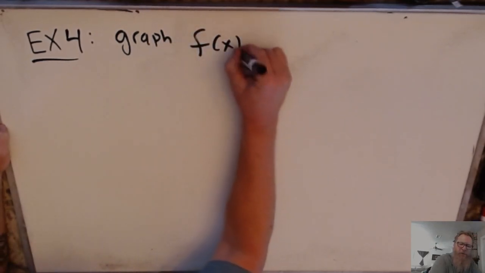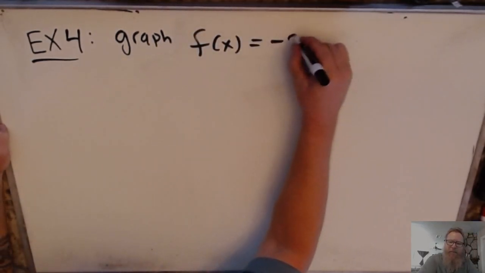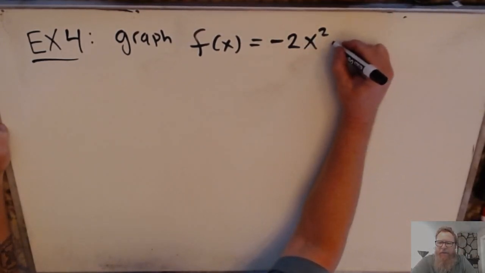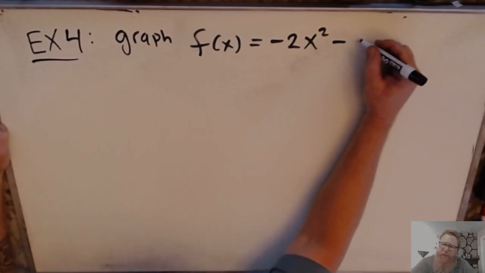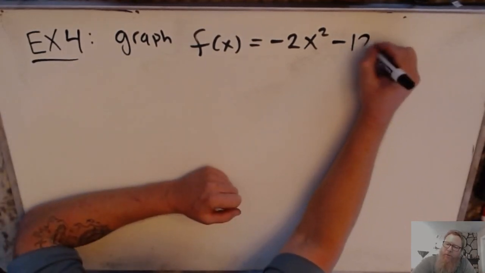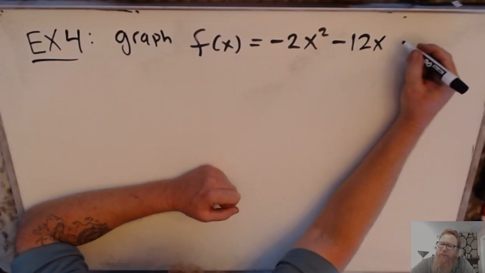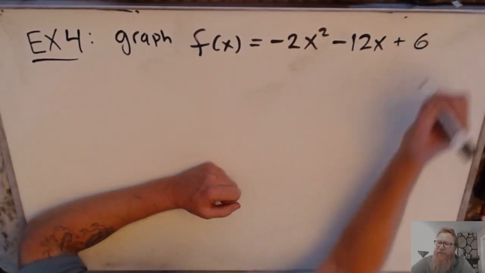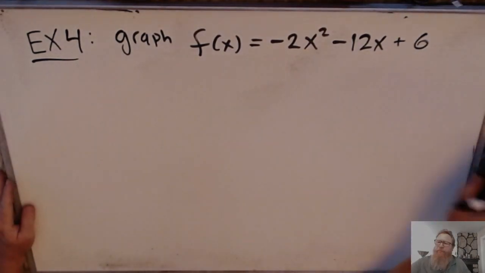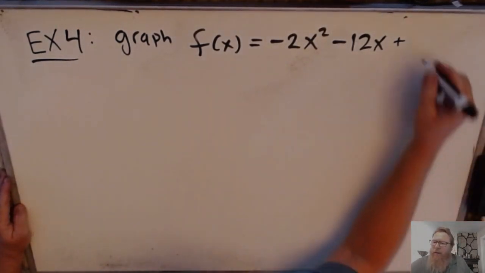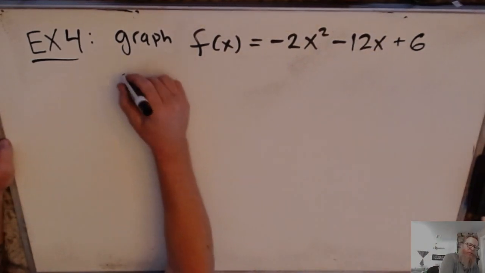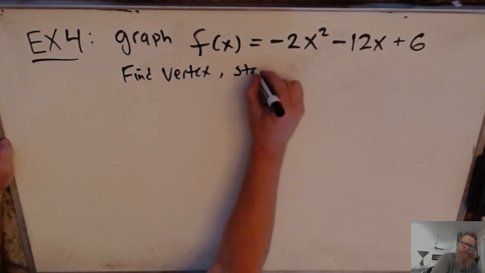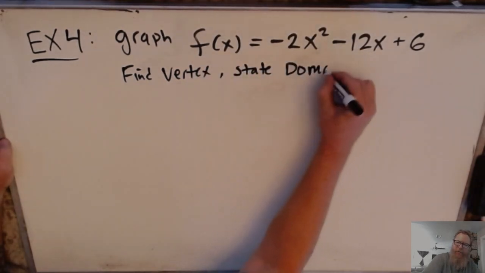Graph the function negative 2x squared minus 12x plus 6. For this one, I want you to find the vertex and then give the domain and range.